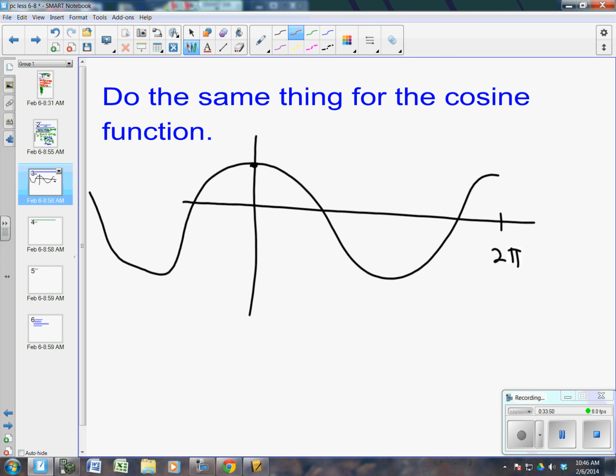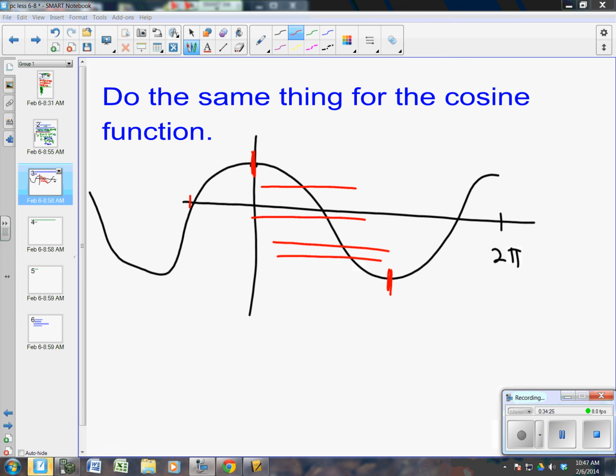Where would I restrict the domain of this one so that it passes the horizontal line test? From where to where? I want everybody in your groups to talk about it for 30 seconds. Go. Okay, what did we come up with? 0 to pi, is that what everybody agrees on? Yes, because look, from here to right here, if you made a horizontal line anywhere in there, it's only going to cross through it once, right?